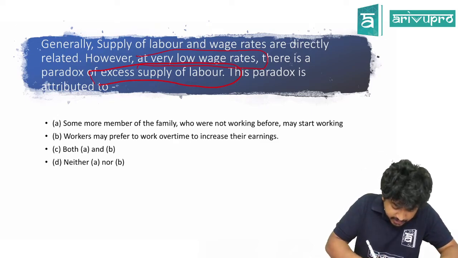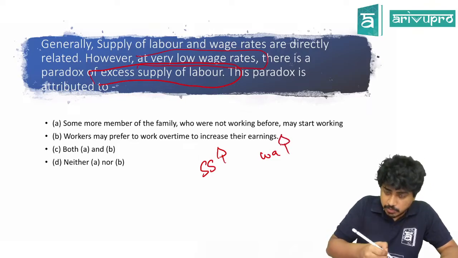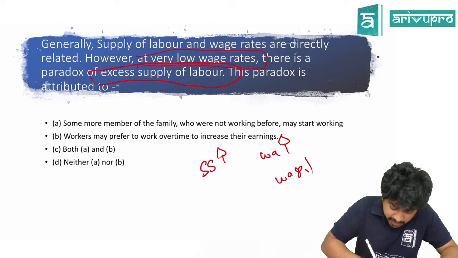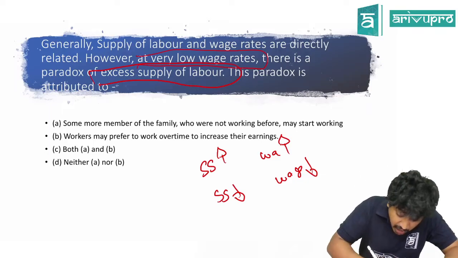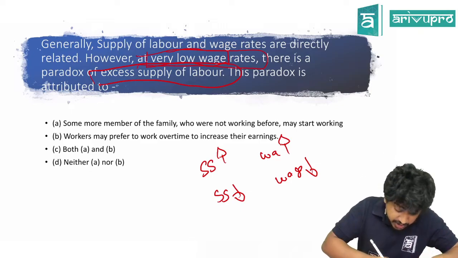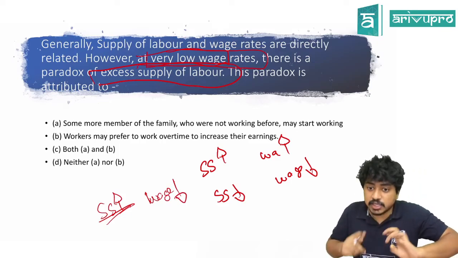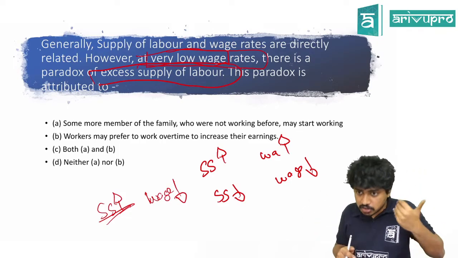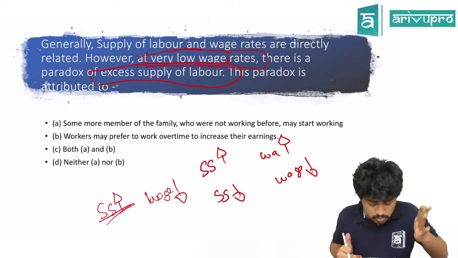They're saying generally supply of labor and wages are in direct proportion. That is, if wages increase, supply will increase, or if wages decrease, supply of labor will decrease. This is normal sense. What they are saying is, at a very low level of wages, there is an increase in the supply of laborers. When wages are at a very low level, there is another paradox which is happening. Instead of people not coming to work, more people are coming to work. Why is that happening? Have you understood the question here? Why?